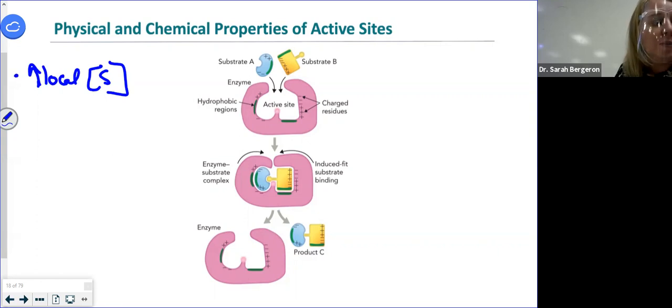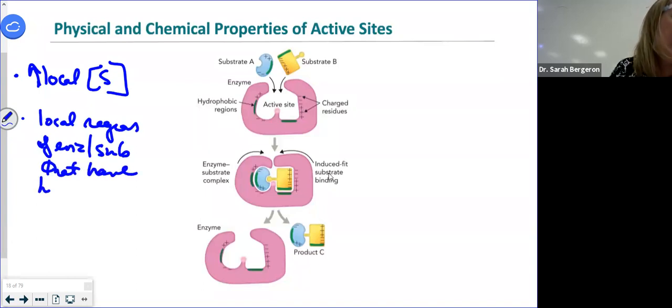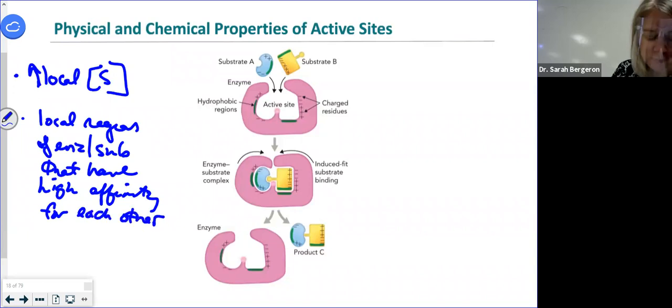You have portions of the molecule that have high affinity for one another, right? So our positives to our negatives, or hydrophobic to hydrophobic, right? So you have local regions of enzyme and substrate that have high affinity for each other. So why is that important? Why do we want local regions that have high affinity for one another? What does that give me?